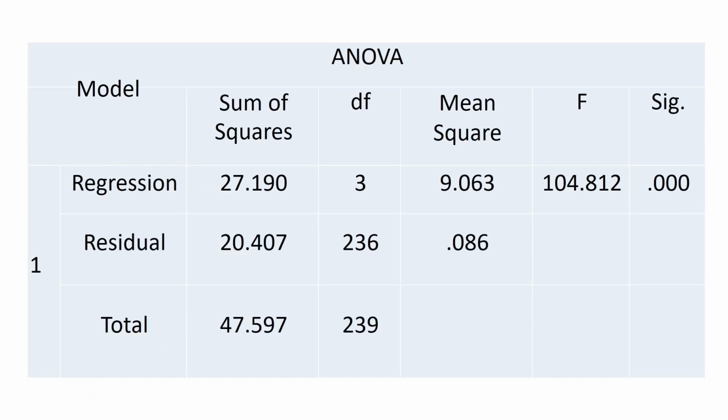The ANOVA results show that the overall regression model is statistically significant because the p-value of ANOVA, or F ratio, is 0.000, which is less than 0.05. It means the independent variables collectively have a significant effect on personal financial planning. Therefore, the regression model is appropriate for predicting personal financial planning and supports the overall significance of the study model.